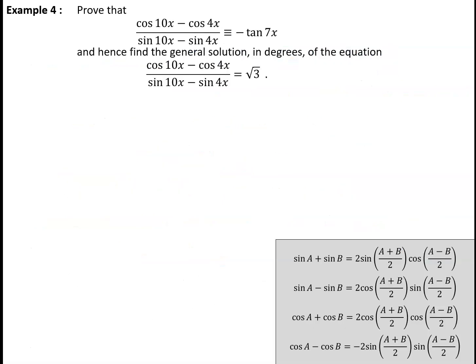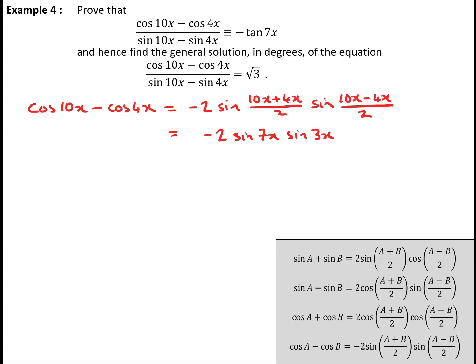And for our final example, we've got to prove that cos 10x minus cos 4x divided by sin 10x minus sin 4x is equal to minus tan 7x, and hence find the general solution, this time in degrees, of the equation cos 10x minus cos 4x divided by sin 10x minus sin 4x is equal to root 3. We've got the factor formulae available again to us.